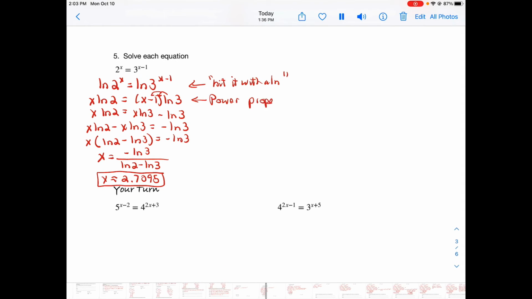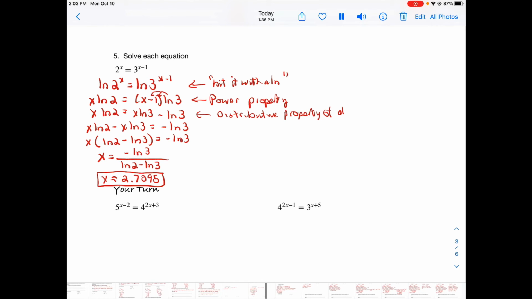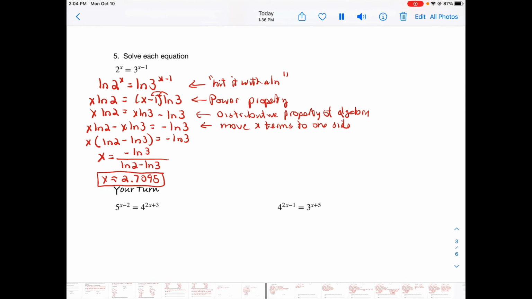So to review, I hit it with a log to get our logarithm term. Then I use my power property to move the x's to the front. Once I do that, I needed to use my algebraic techniques to get rid of all parentheses. In this case, we did the distributive property. Then we're going to move all the x's to one side of the equation using our algebraic techniques. And after that, all we're going to do is use some algebraic techniques that we've learned in previous classes to solve for the x. And so those are our basic steps.